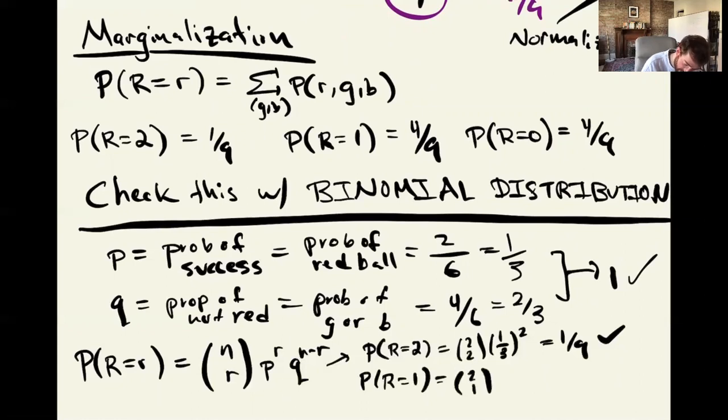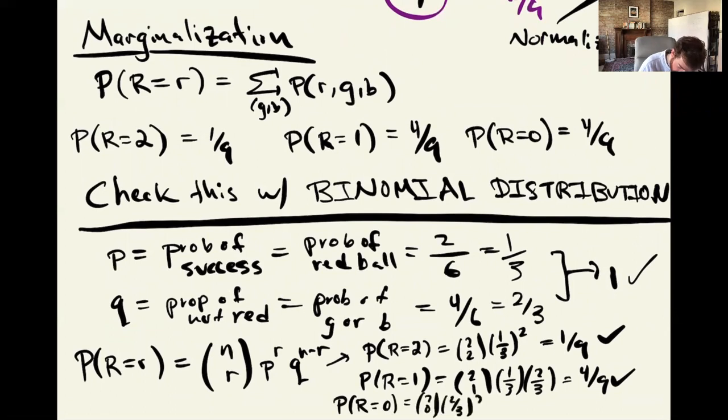Well, that's a little more interesting because one of the draws can be red and the other one's not red. So that's 1/3 times 2/3. And 2 choose 1 is just 2, so same thing as 4 ninths. And then finally, if I squeeze my calculation down here, for 0, that's 2 choose 0, that's 1. But then I have 2/3 squared, which turns out to be 4 ninths. So you can actually see how marginalization of a multinomial distribution onto a single axis, meaning a single outcome, recovers the binomial distribution.